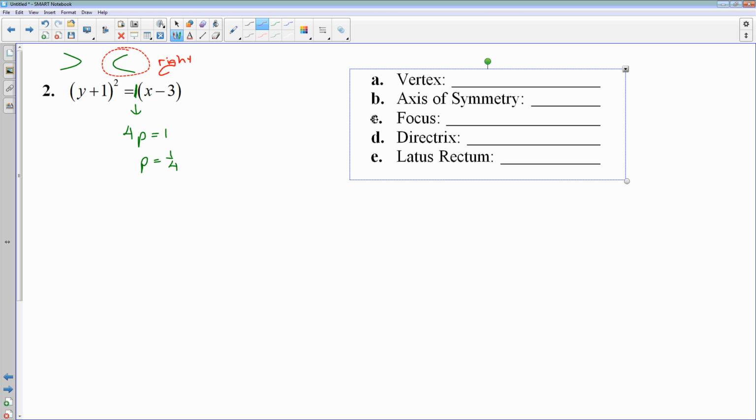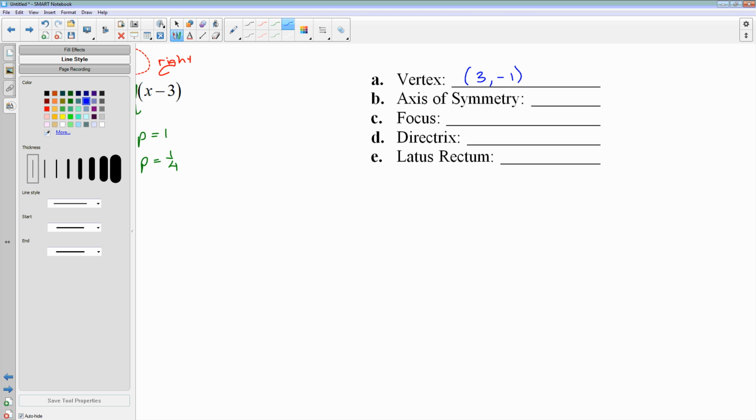I start by finding the vertex. Remember, you change the signs of the numbers inside the parentheses. With the x, it's x minus 3, so my x coordinate of the vertex is 3. And with the y, it's a positive 1, so my y coordinate is actually going to be negative 1. You change the sign. And from the point 3, negative 1, I'm going to move to the right. So let me pull in my graph paper real quick.